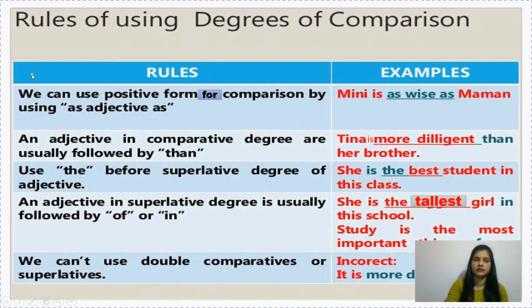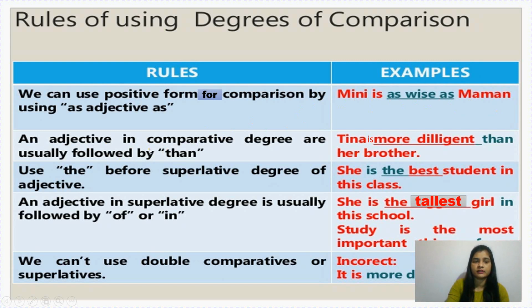So we will learn the rules of using degrees of comparison, children. It is very important. Let's see rules with examples. We can use positive form for comparison by using as, adjective, as. Here we can use any adjective word. Let's see how. Meeni is as wise as Maman. Means Meeni and Maman both are wise. Okay, there is no comparison here.